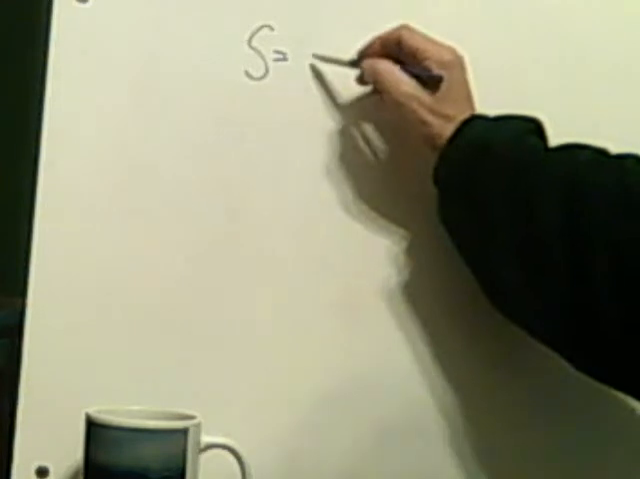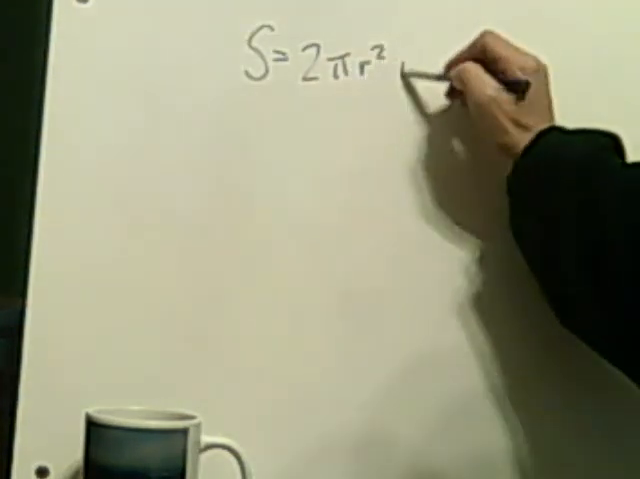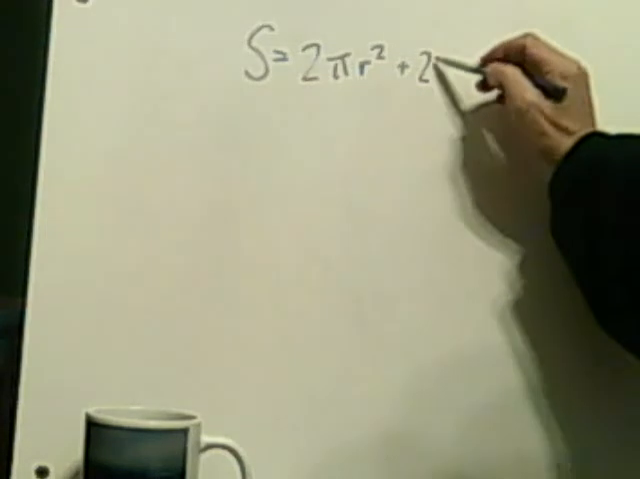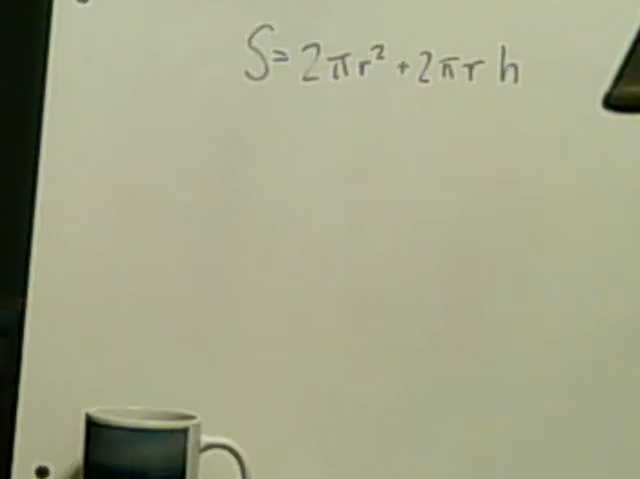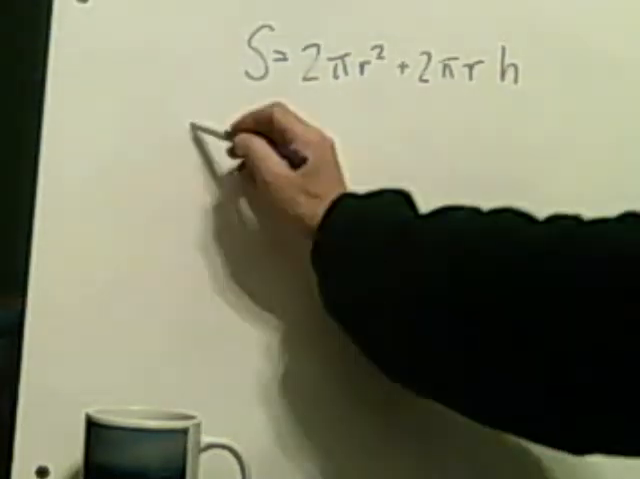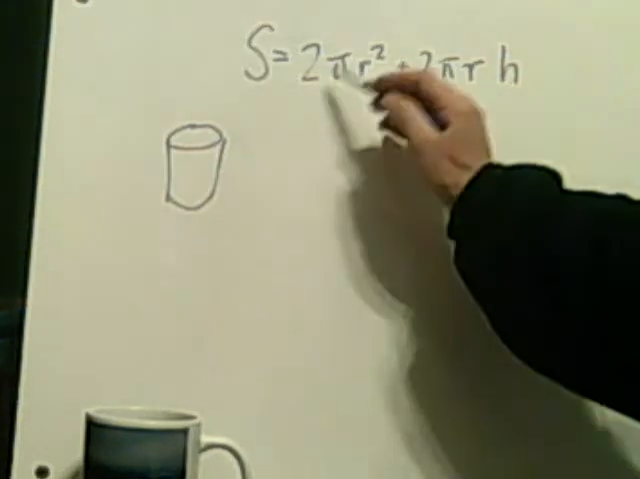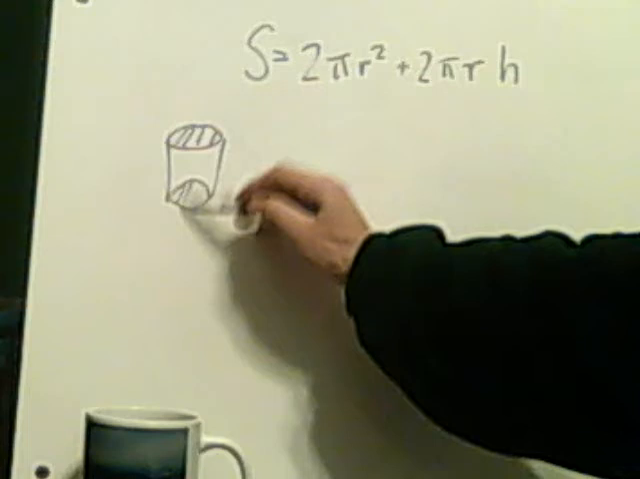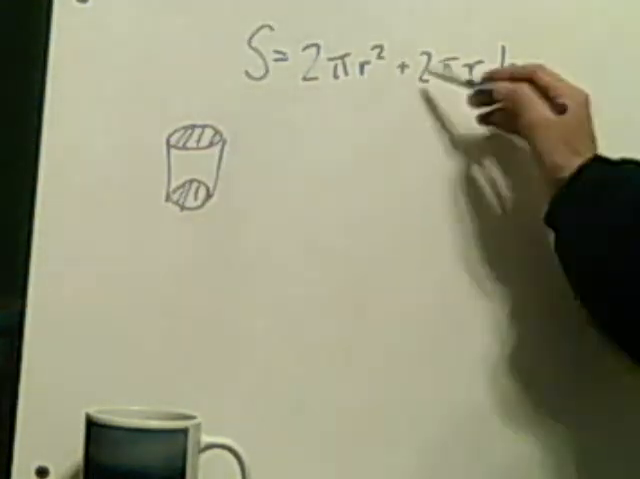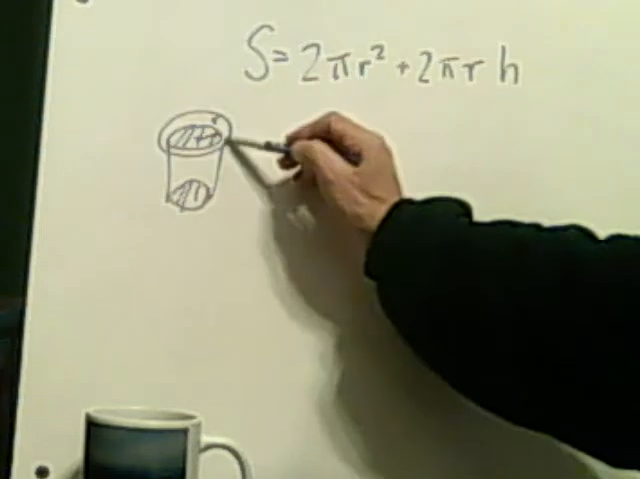16 says s equals 2 pi r squared plus 2 pi r times h. Now I recognize this. This is the surface area of a cylinder, Quaker Oats. That's pi r squared is the circular area. There's one on the top and one on the bottom. 2 pi r is the circumference all the way around, and then h is the height.